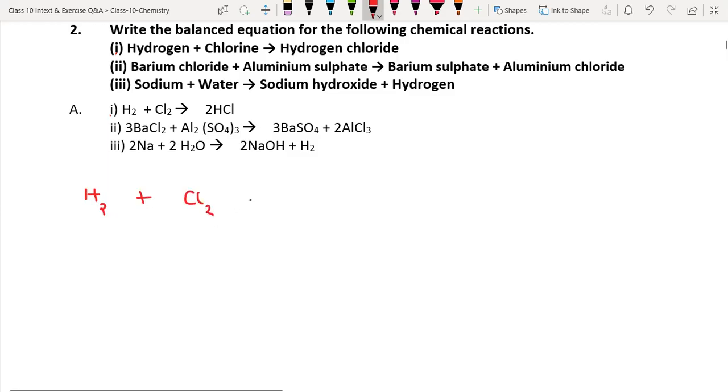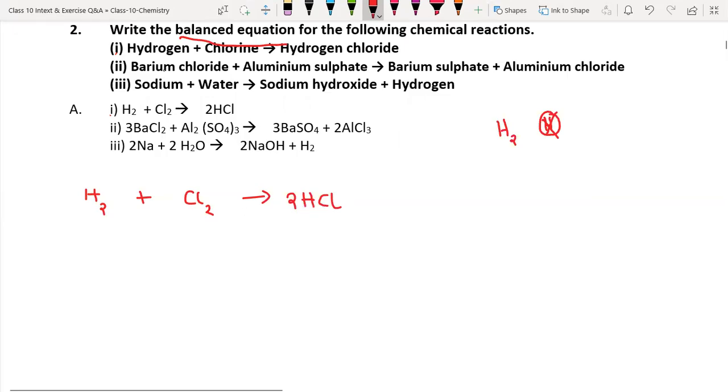If you remember your fourth chapter, carbon and its compounds, you have learnt about the single bond between hydrogen. Why will there be a single bond? Because H2 is stable, H is not stable. So hydrogen plus chlorine gives rise to hydrochloric acid or hydrogen chloride, that is HCl. Now if you see, it is not balanced because they have asked for a balanced equation. There are two hydrogens on the reactant side and only one hydrogen on the product side, and two chlorines on the reactant side, one chlorine on the product side. If you place 2, then it will become balanced.